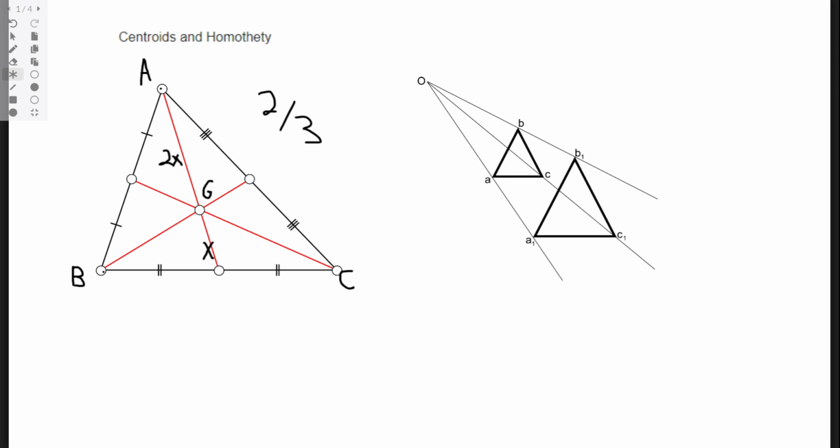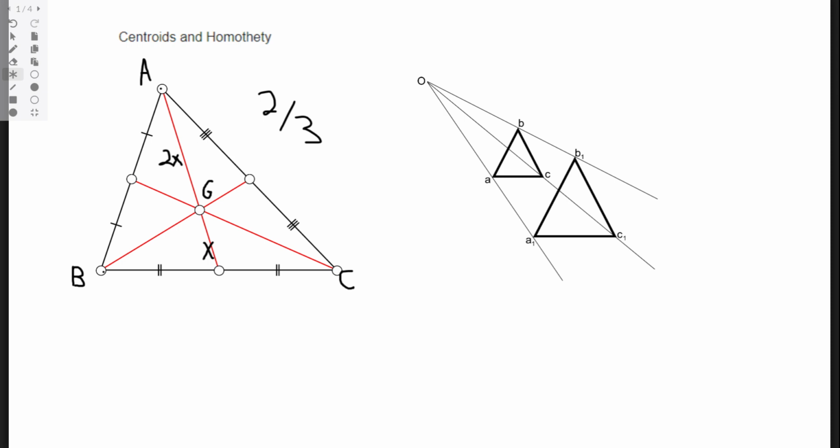In homothety, you have a figure, in this example ABC, and a center, O. And a homothety centered at O is essentially a dilation. So as you can see here, if we dilate ABC with respect to center O, then we'll get the resulting triangle A1, B1, C1. And there are a few things to note from this.